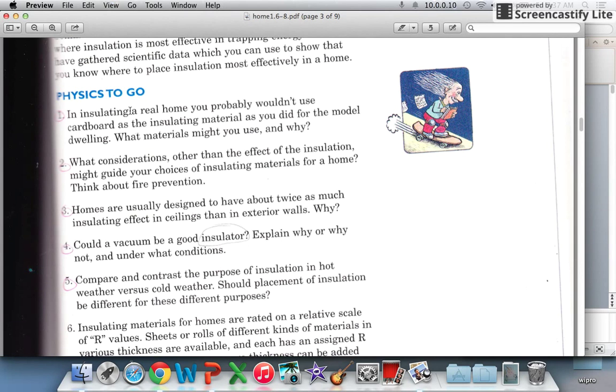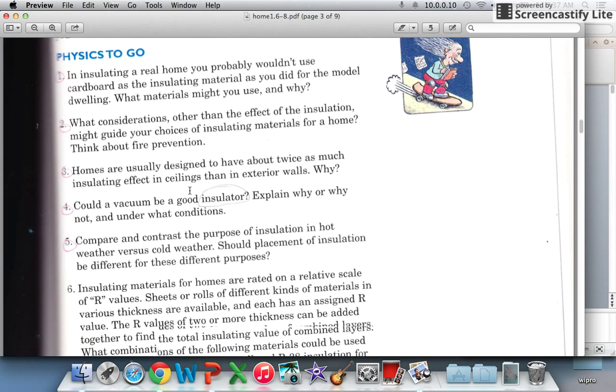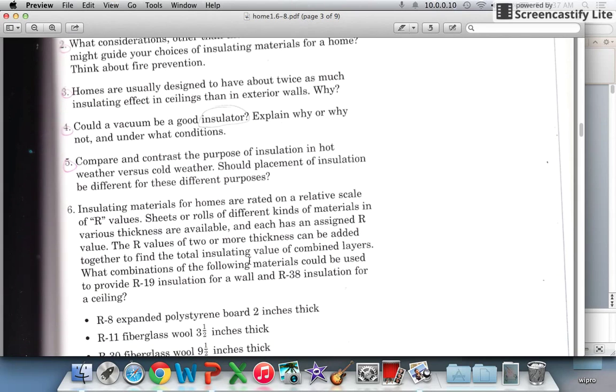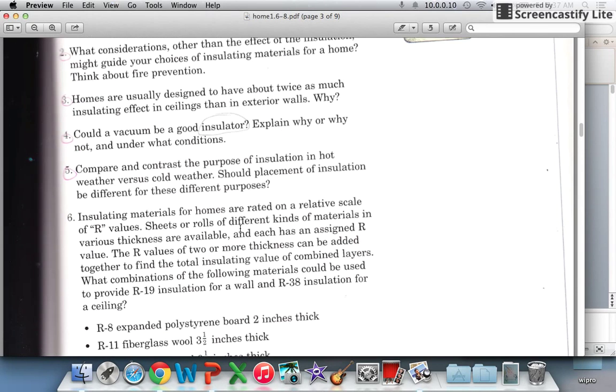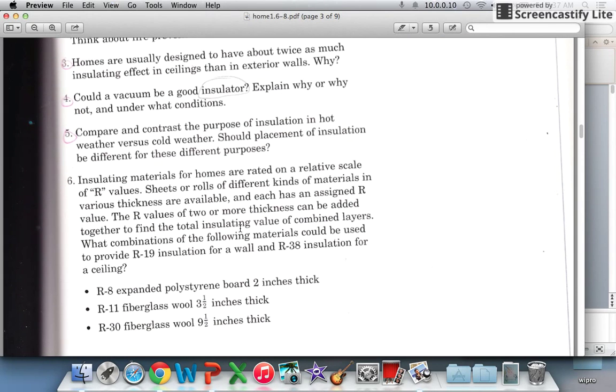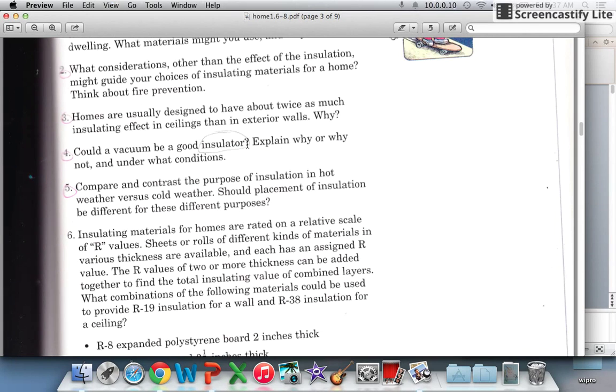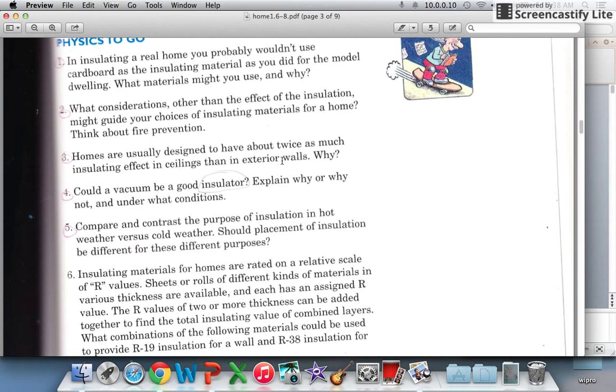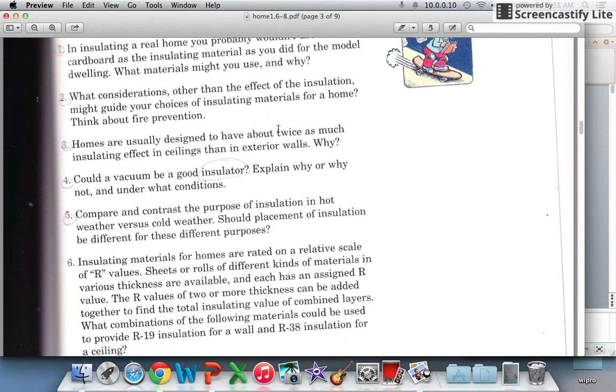I usually do the first 5. I don't often have them research the R values or go to a home center and do the R values. I usually don't have them do that. Just have them thinking about, basically based on the standards, the type of material, the thickness of material, the placement of the material, all related to heat transfer.